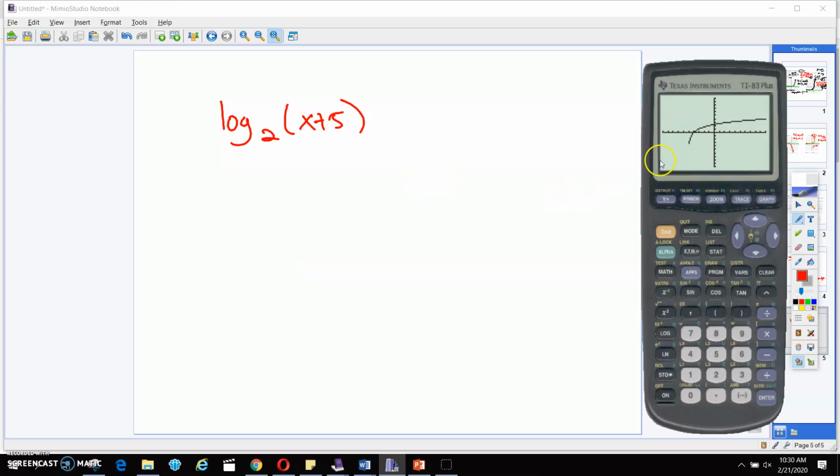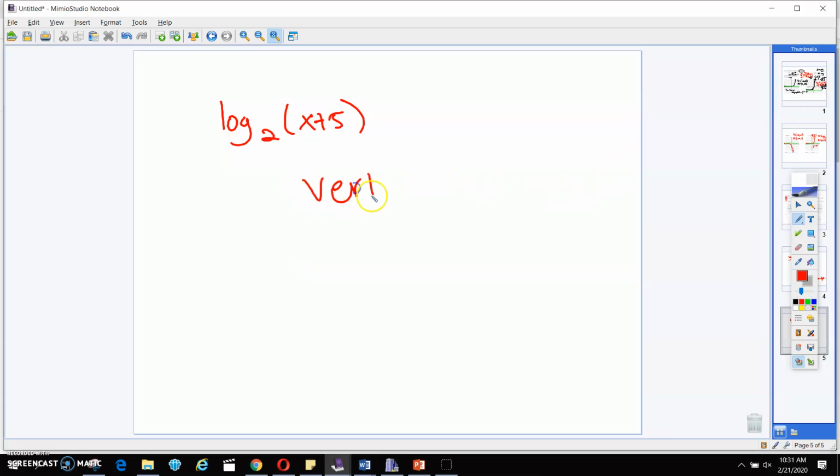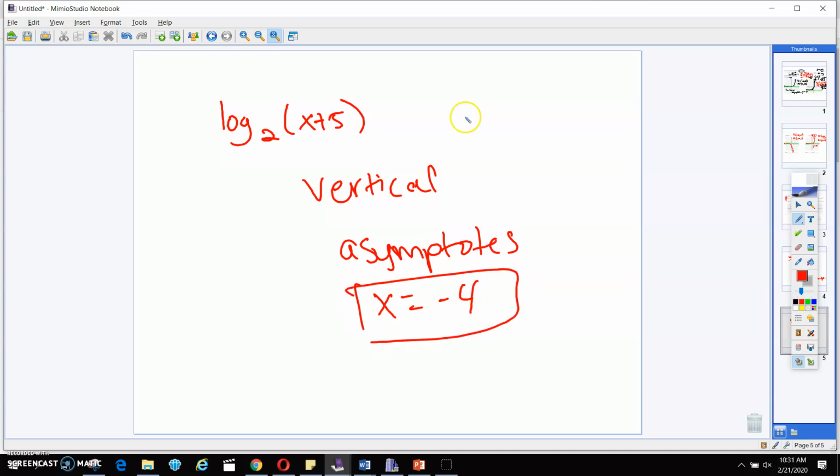Okay? These will have vertical asymptotes. Okay? So it's going to have a vertical asymptote at x equals -4. So with logs, you're going to have a vertical asymptote.